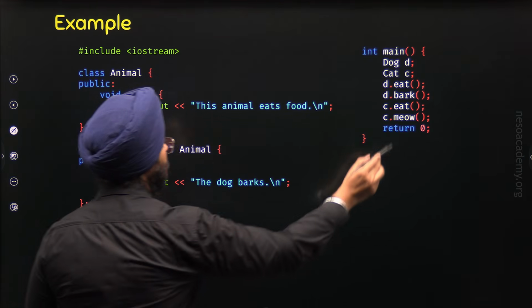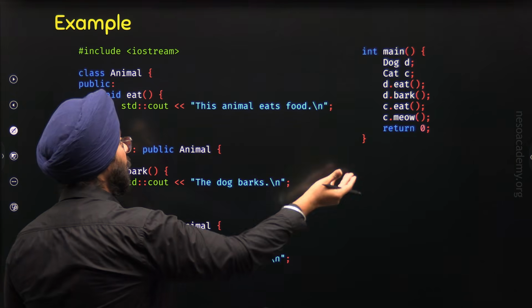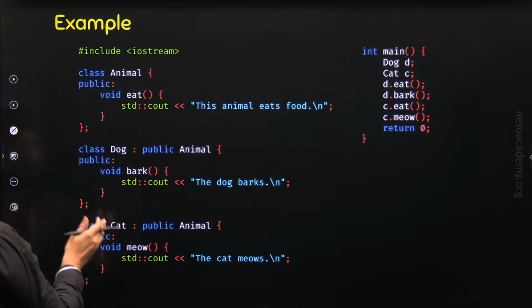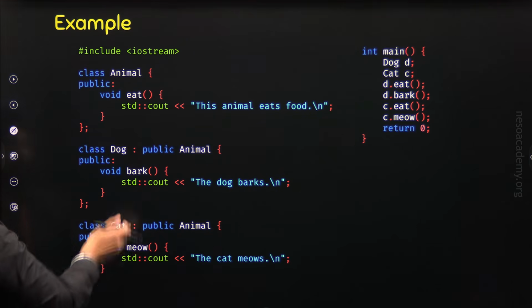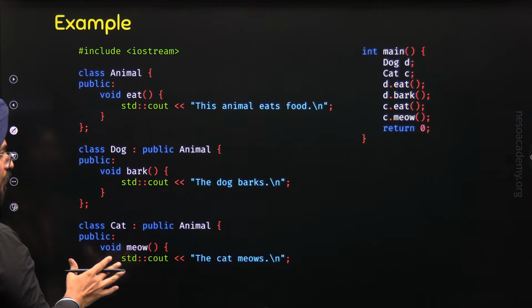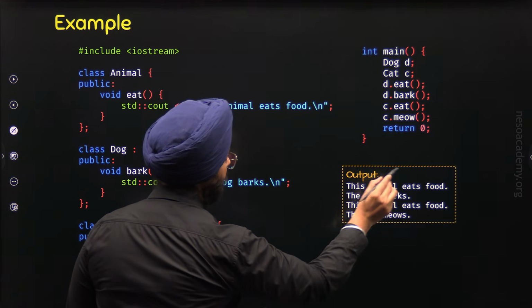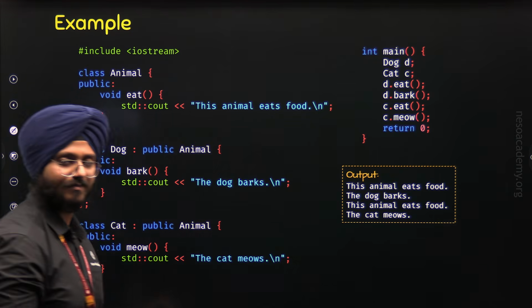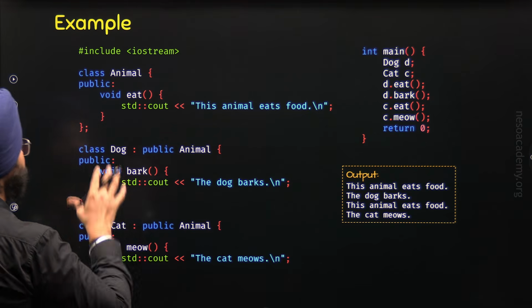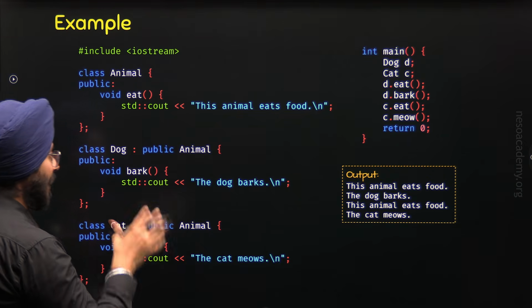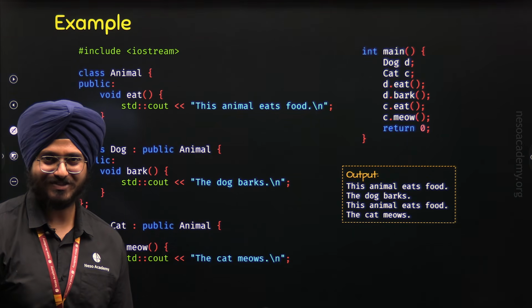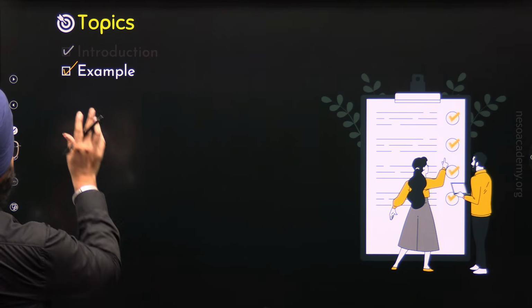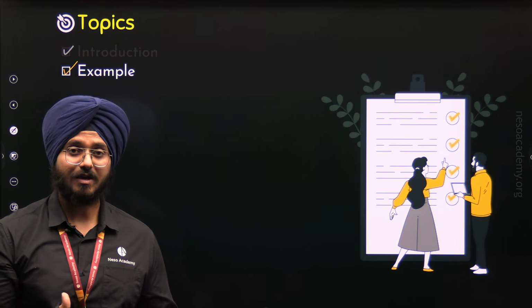In the same way, we can call the functions eat and meow with the help of the object of the class cat. This is because these functions are available in this class and these are public member functions. Now when we execute this program, we will get the output. This animal eats food, the dog barks. This animal eats food, the cat meows. So this example program is clearly showing how we can implement hierarchical inheritance in C++. So with this, we are done with the example program as well. This means we are done with this topic and we are done with this lecture.